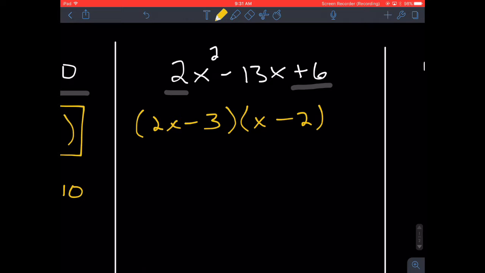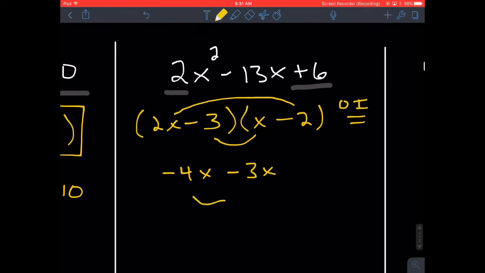At this point, I could re-FOIL my answer if I wanted to verify whether it's true, or I could save some time by remembering the fact that the first and the last term in my FOILing algorithm are going to remain unchanged in our final answer. In other words, I should be looking only at my O and my I, my outer and inner products here, because the combination of those should produce for me negative 13x. So let's take a look. Outer is 2x times negative 2 for negative 4x. Then we have negative 3 times x for negative 3x. Altogether, that gives us our negative 7x, and that's not what we wanted.